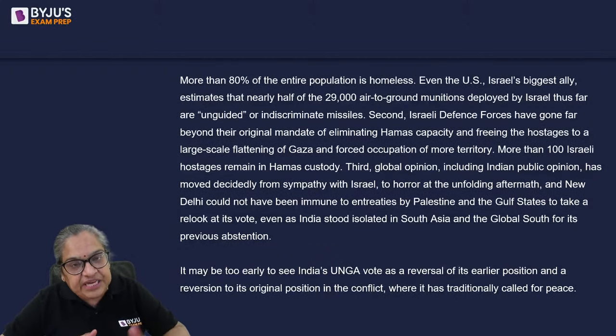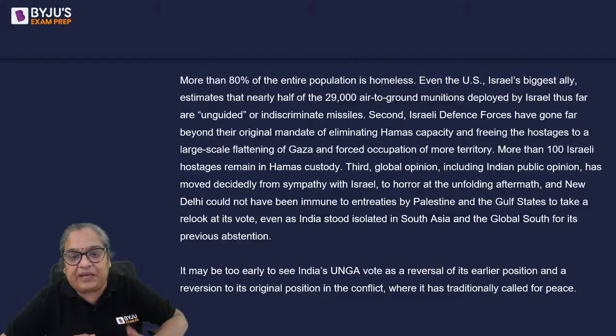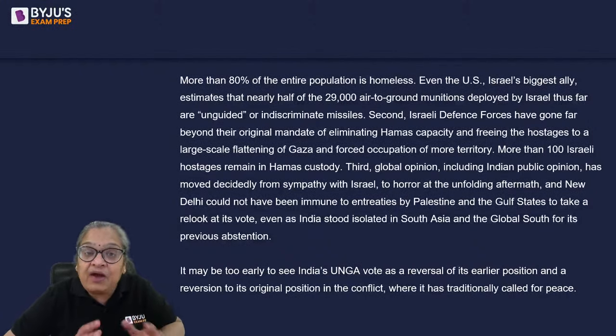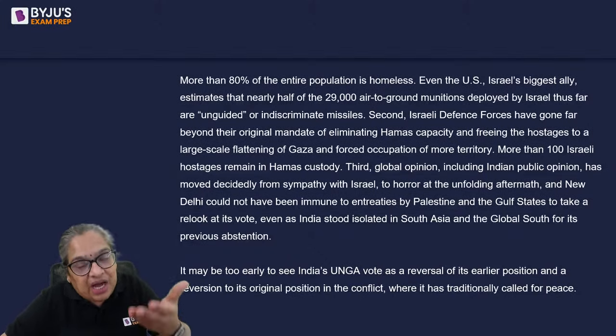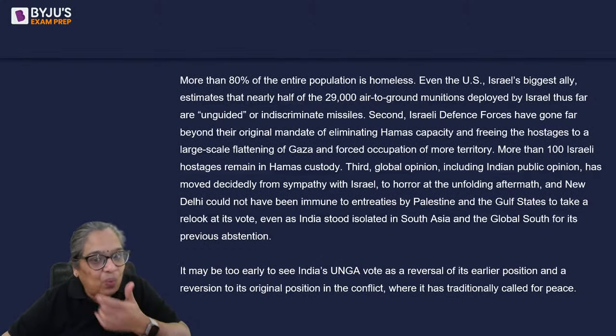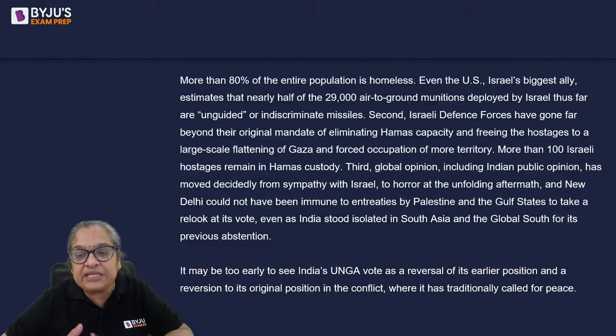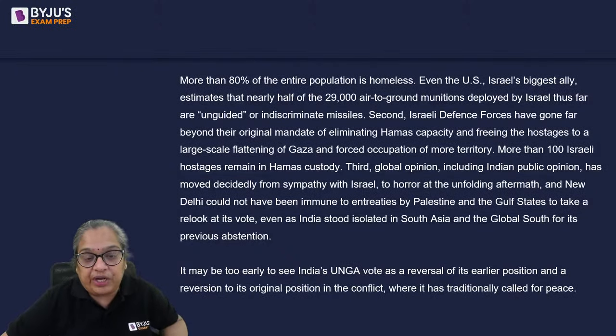So Gulf states and the Palestine authorities have asked India, like, why don't you look at your vote? Why are you abstaining? See what's happening. In all this, India was isolated when it abstained from voting for a resolution asking Israel to stop bombardment. This is the first time India was isolated. Why? Because most South Asian countries and the global South had voted in favor of the resolution. So India was the only country which was isolated because it had gone against and abstained from voting.